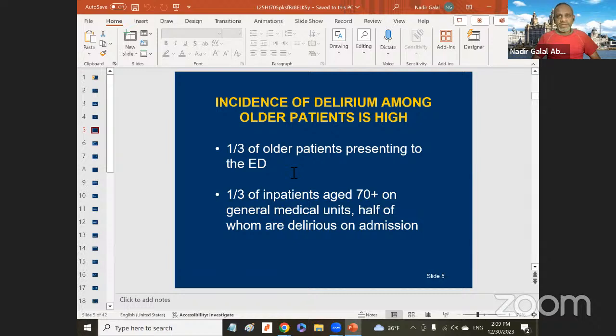I remember when I was in my first year as an internal medicine resident, one of my patients was delirious, and my senior was treating that patient, and he was guiding me through how to assess the patient and how to manage the patient. So we'll go over the details in a minute.